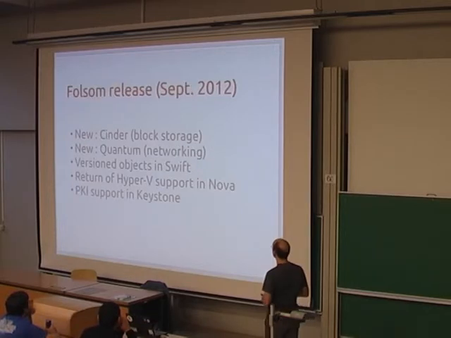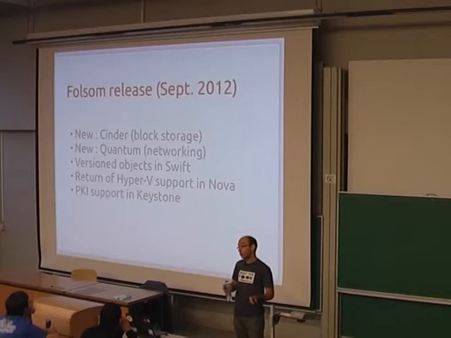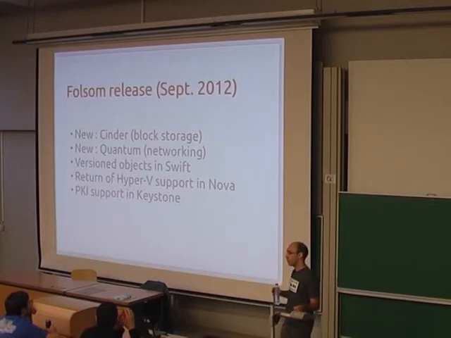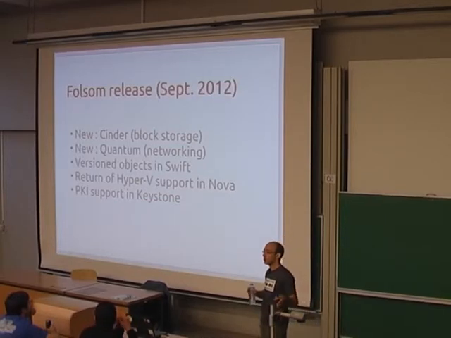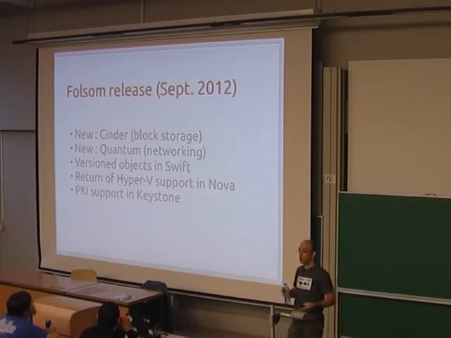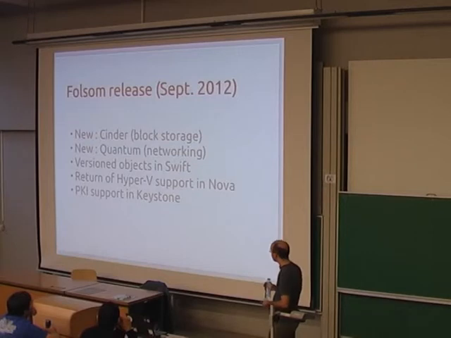The Folsom release in September saw the addition of two new core projects. Cinder, which is a ripoff of the Nova volume functionality: the block storage handling functionality inside Nova was separated out and made its own project with its own API, so that you can directly address block storage resources without having to go through Nova and mount them in a VM, etc.